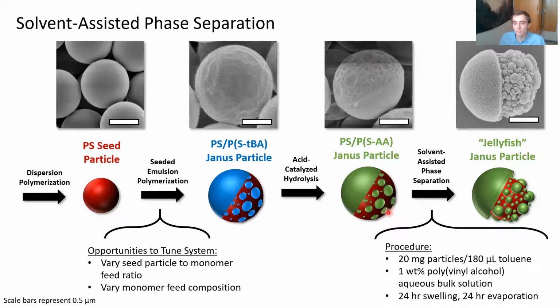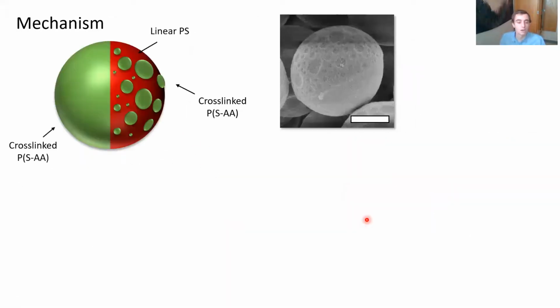So toluene dissolves some of the particle, and then allows the components to move around, and then we evaporate the toluene, which leaves behind this jellyfish particle. And within our system, we can adjust the input to our SAPs and, if we vary this seed emulsion polymerization recipe, we can see how it impacts that output.